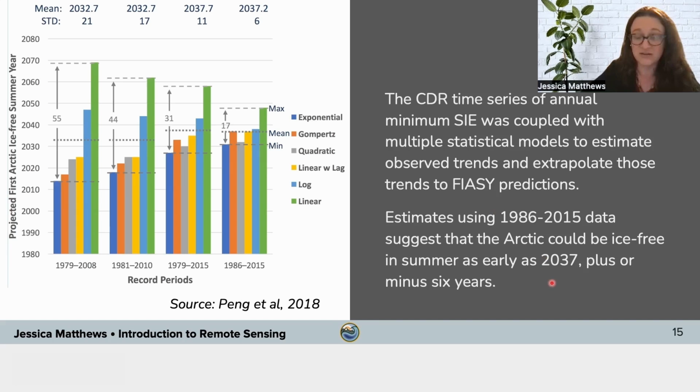In particular, those estimates using the 1986 to 2015 data suggest that the Arctic could be ice-free in summer as early as 2037, plus or minus 6 years. So that's 2031 to 2043, well within our lifetime.